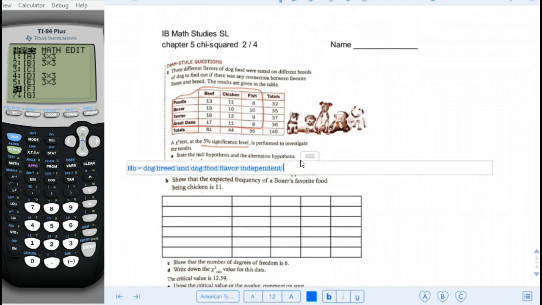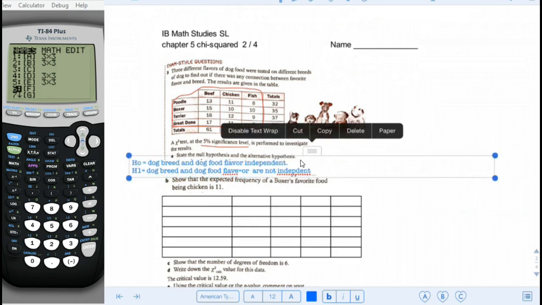And then it also says to say what the alternative hypothesis is. The alternative hypothesis, written H1, is that dog breed and dog food flavor are not independent. You don't say that they're dependent, you just say that they're not independent. I misspelled that, you know what I mean. Moving on.